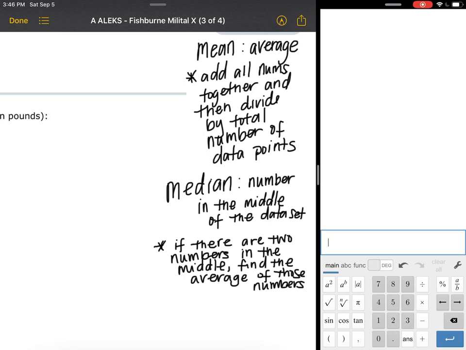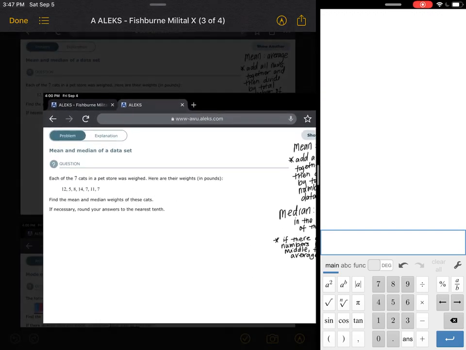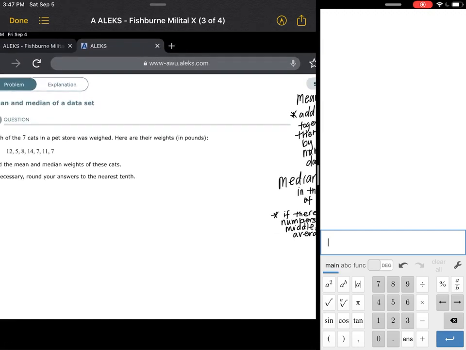So, as a review, the mean is the average, and to do that you add all the numbers together and then divide by the total number of data points. Okay, and I'll show you how to do that in a second. Secondly, the median is the number in the middle of the data set. If there are two numbers in the middle, you find the average of those two numbers. So, I'm going to show you how to go ahead and do that.